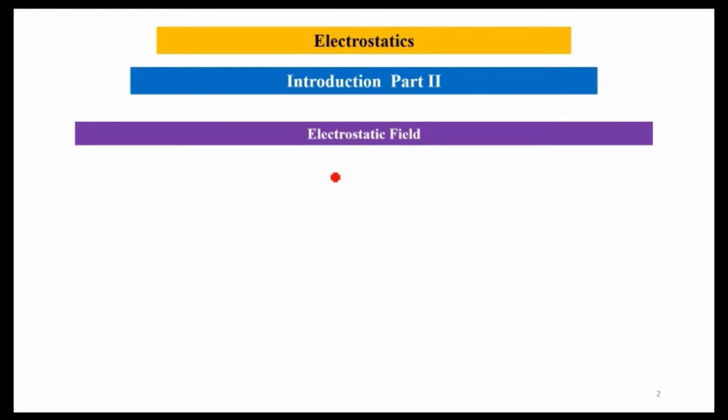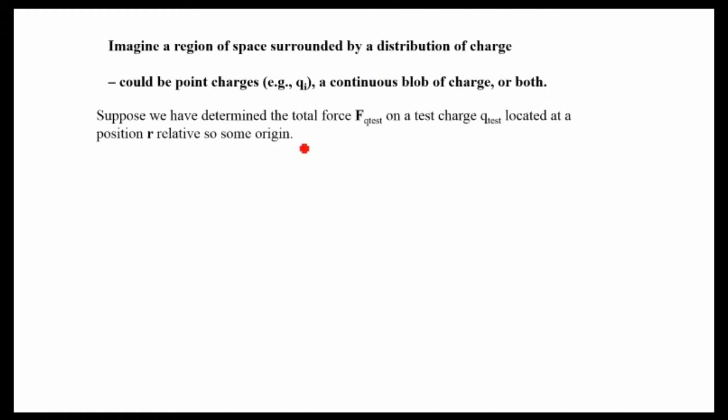So let's look at the electrostatic field. We've looked at Coulomb's law, and we want to now look at what's called the electrostatic field. Well, imagine that you have a region of space that's surrounded by a distribution of charge. These could be point charges, so we'll call those Q sub i, or a continuous blob of charge, or you could have both.